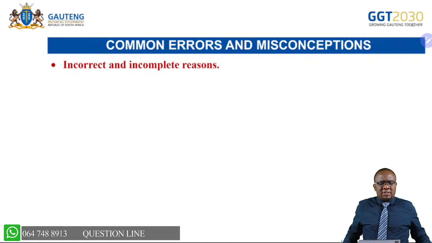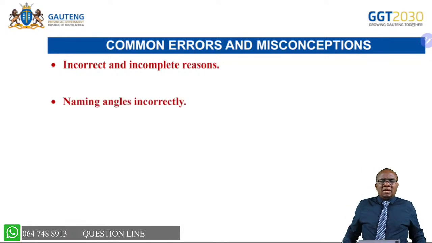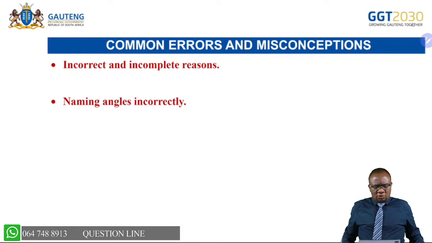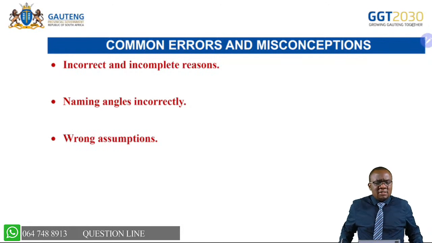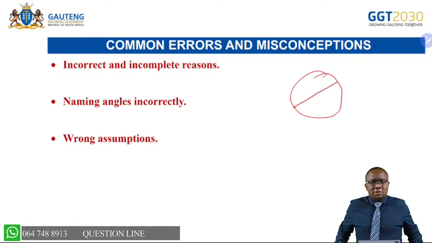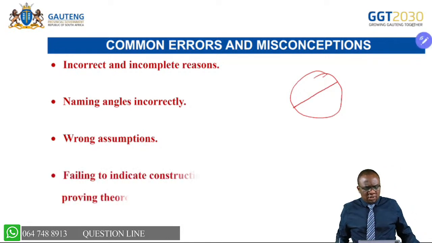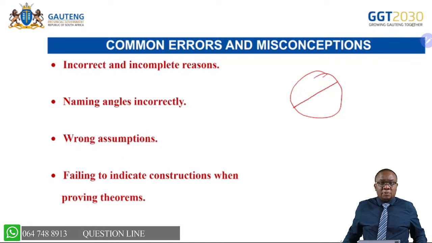Let's look at the common errors that we find when we are marking your work and misconceptions that you must take note of. Incomplete or incorrect reasons. In Euclidean geometry, you have to have the statement and the reason. The statement and the reason must correspond. They must be correct or appropriate. Naming angles incorrectly is a common error. And then wrong assumptions. In Euclidean geometry, don't assume. You see a line drawn like this, and then you say it's a diameter. No. If you are not told that it's a diameter, then don't assume that it's a diameter. It's just a chord. So we don't assume in Euclidean geometry. We use the information that is given.